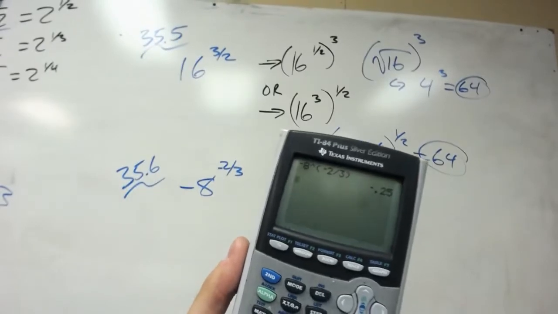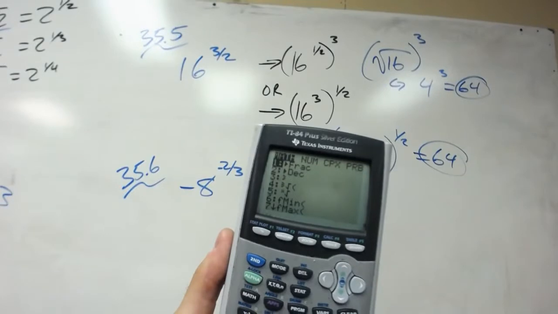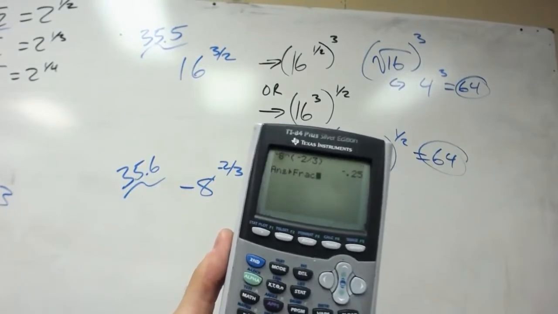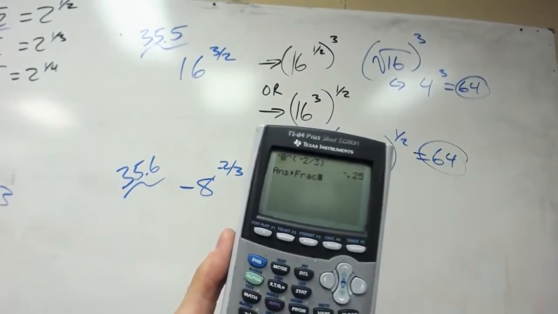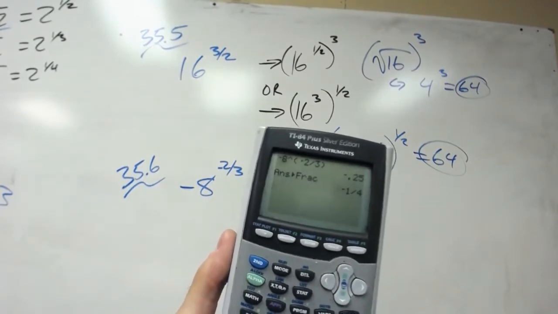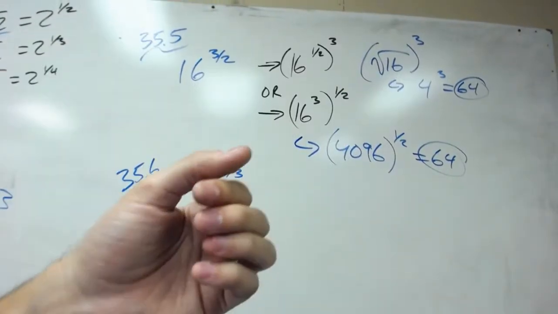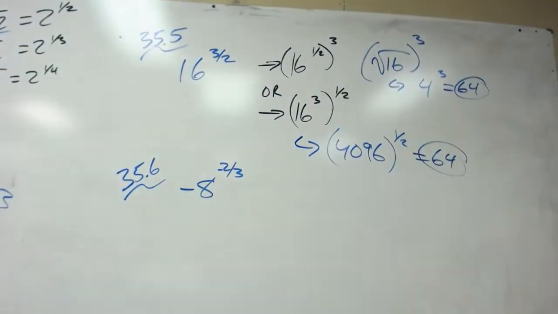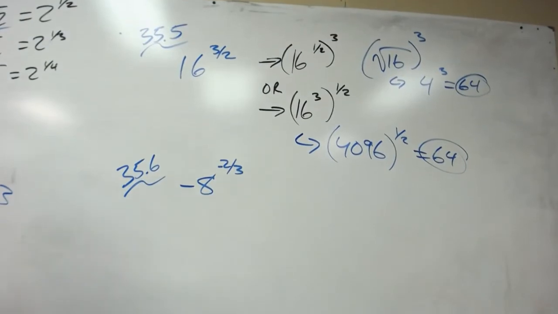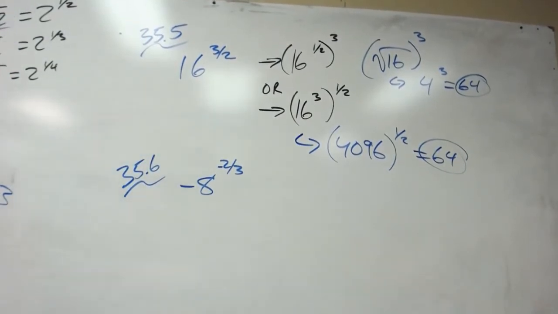You can probably figure out that that's negative 1/4, but I'll punch in math. 1 is fraction, so I push enter. You want your answer in fraction form? Yes. It gives us negative 1/4. So that would be your answer. That's how you punch it in the calculator. And that is how you do all those different concepts. A lot of concepts in this lesson. But yep, there's fractional exponents.